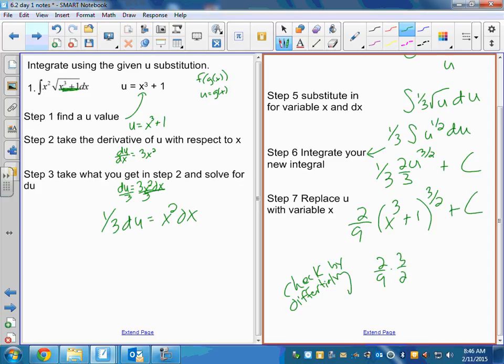I would bring my 3/2 down. I would leave the inside alone. I would subtract 1. But then I have to go back and multiply by the inside, which is 3x squared. The 2's cancel. The 3 cancels out with that 9, and then that 3 cancels out with that. So all the numbers cancel out to give you x squared times the square root of x cubed plus 1, which is where we started, right?